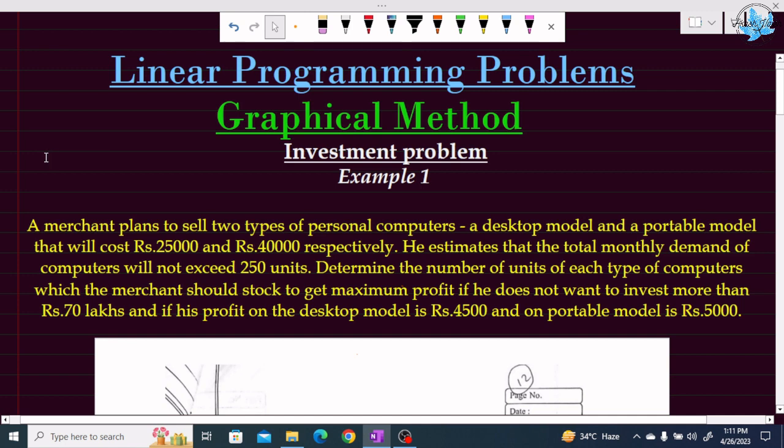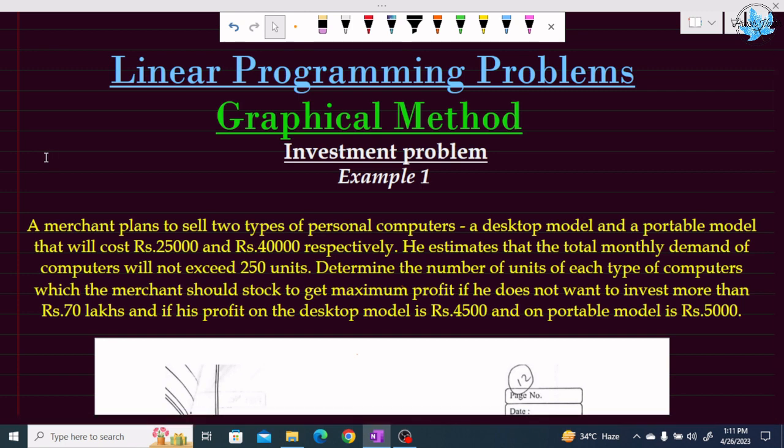And welcome to the linear programming problem. So we are doing the graphical method, and in the graphical method we are starting our new problem, that is the investment problem. So in the investment problem we are starting example number 1.